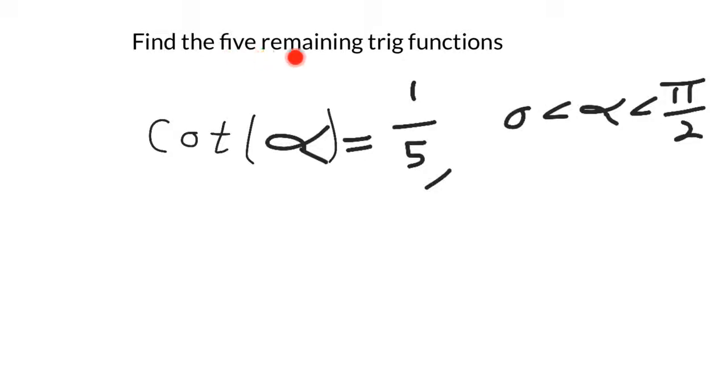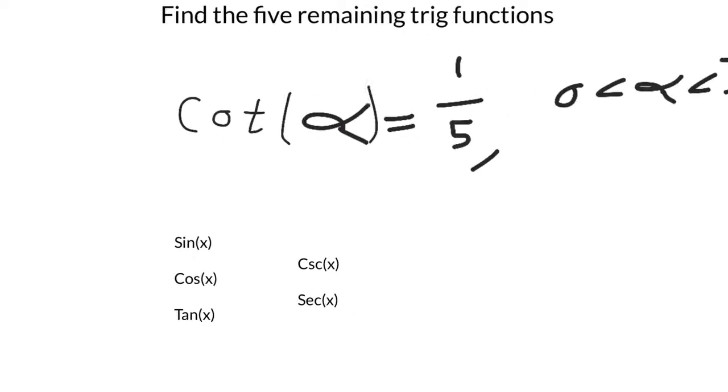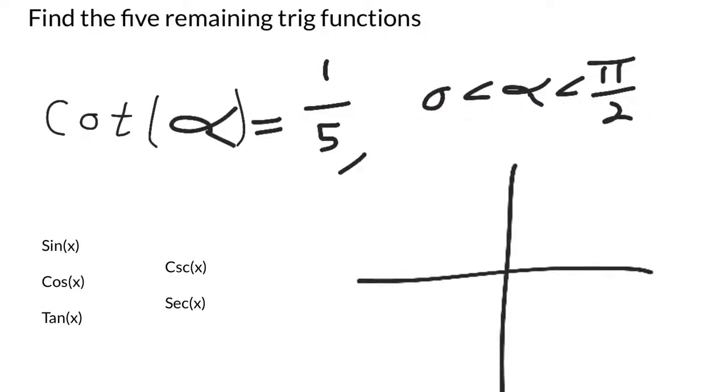If you're asked to find the 5 remaining trig functions, we have cotangent, so that means this is what we have left over. One thing we should note before we try to do anything with this is that they want the angle that's between 0 and 90 degrees, which is what pi over 2 is in degrees. So it's going to be somewhere over here.